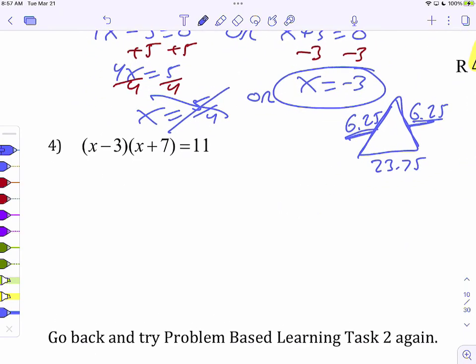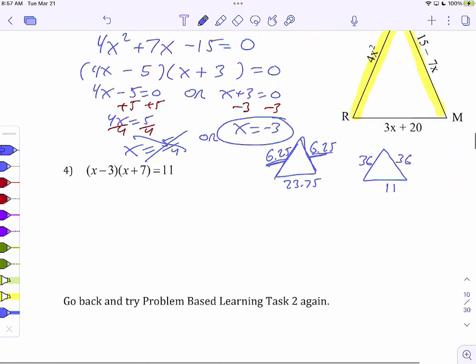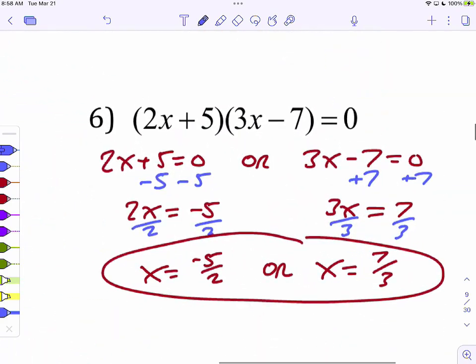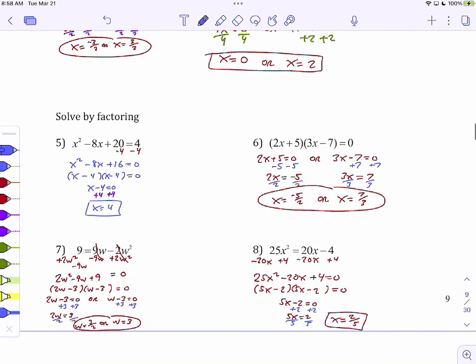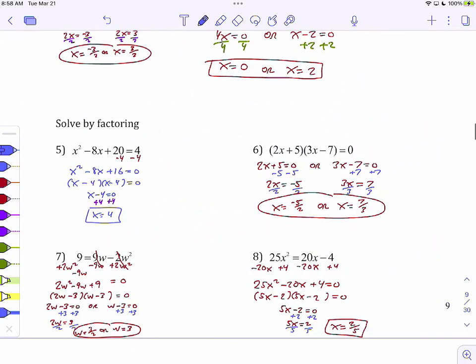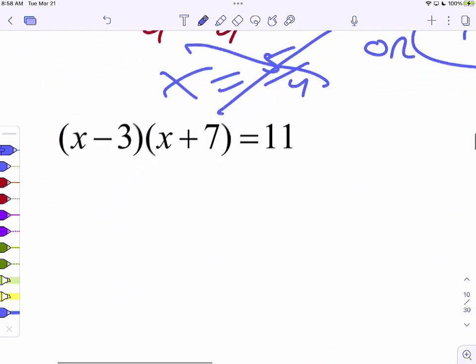How would you do number 4? Because number 4 is kind of like this problem. But the issue is on number 6, it's that equals 0, which was a good thing because we could do zero product property. But this is an 11. Do you think I could do this? Yes or no? That's not allowed. That number has to be 0. Can I move this 11 over? Is that possible? Anybody have any suggestion what I should do on this problem?